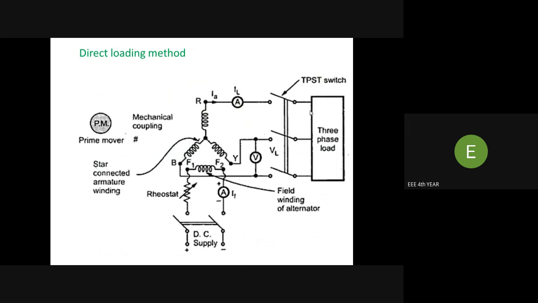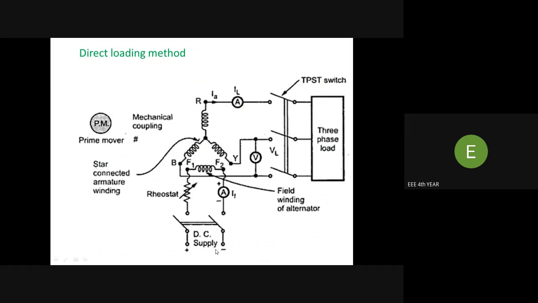So first we discuss the direct loading method. Here is the circuit diagram, which consists of a star connected armature winding R, Y, B. It has a neutral point. Here the voltmeter is connected across any two terminals of the phase windings. The ammeter is connected in series with any one phase of the armature winding. The DPST switch is used, initially kept at the open position. Here is the field winding.